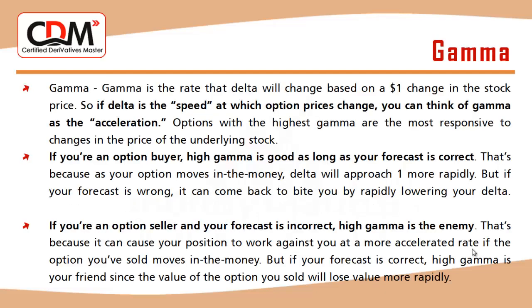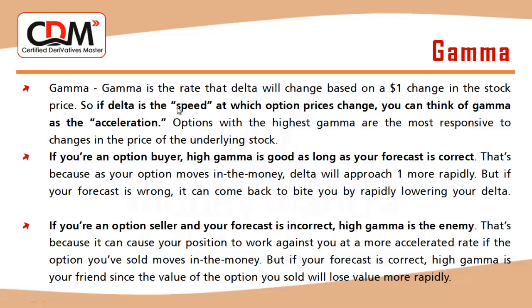Now the second important aspect of Greeks is called gamma. Now what is gamma? It is a rate, or we can say it's an acceleration factor. Just go by this understanding, this meaning. Gamma is the rate at which delta will change based on a $1 change in the stock, right?